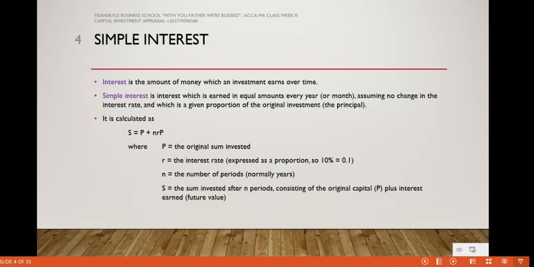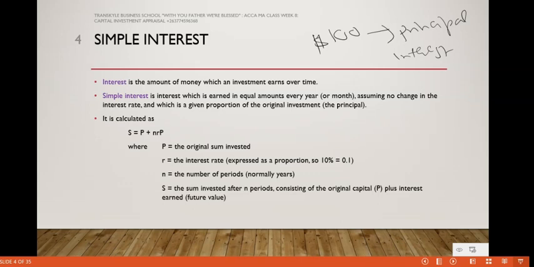So the original investment, let's say somebody has put $100 in a bank today. The amount they have deposited in the bank is the principal. Then any additional amount related to this principal is called the interest.